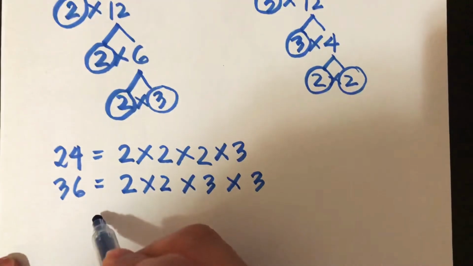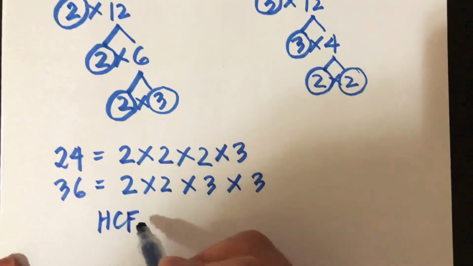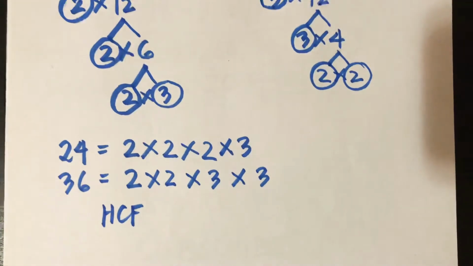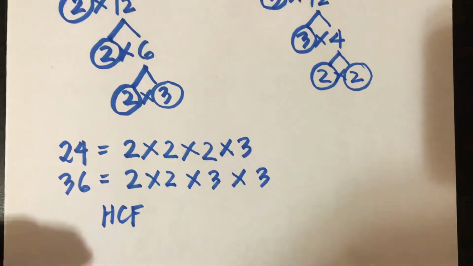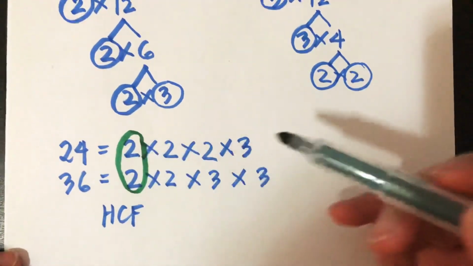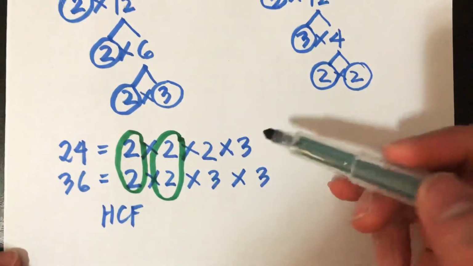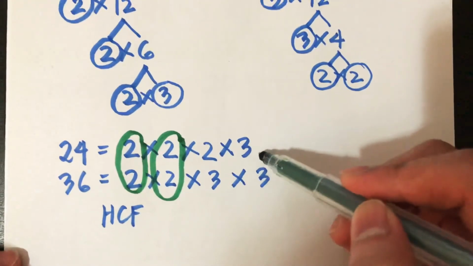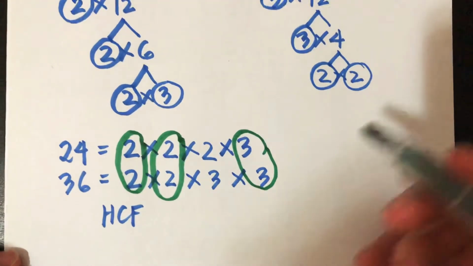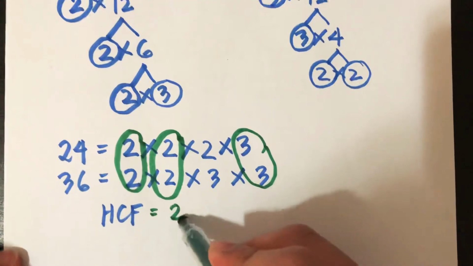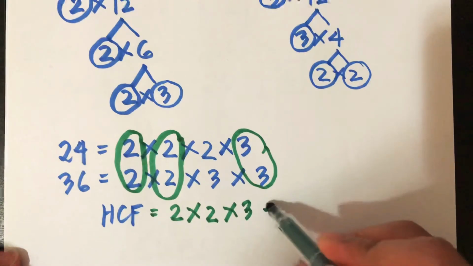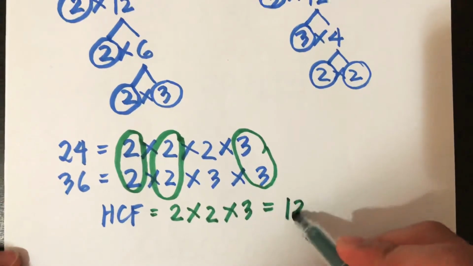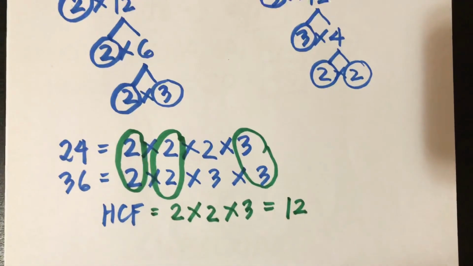Now, in getting the HCF, like in our previous discussion, make sure to watch that video. In getting the HCF, we get the common factors of these numbers. So we have 2, we have 2, and we have 3. Okay? So the HCF now is equal to 2 times 2 times 3, which is equal to 12. Okay?